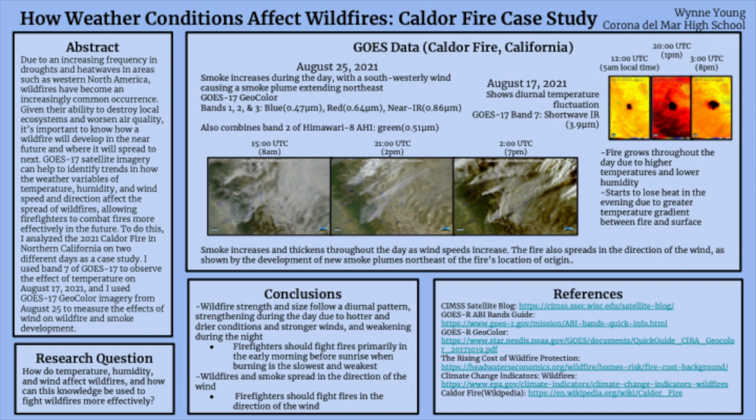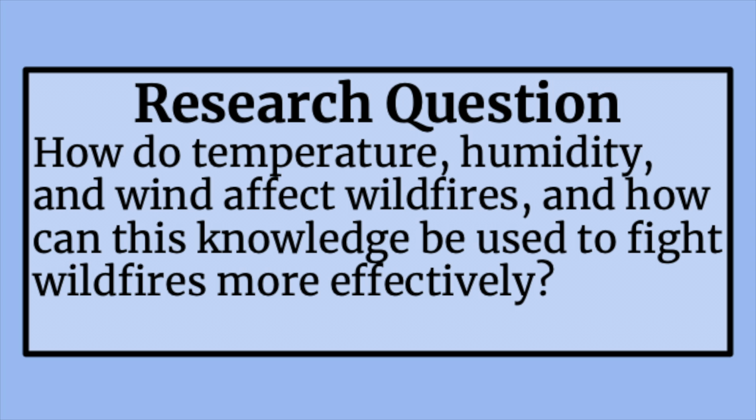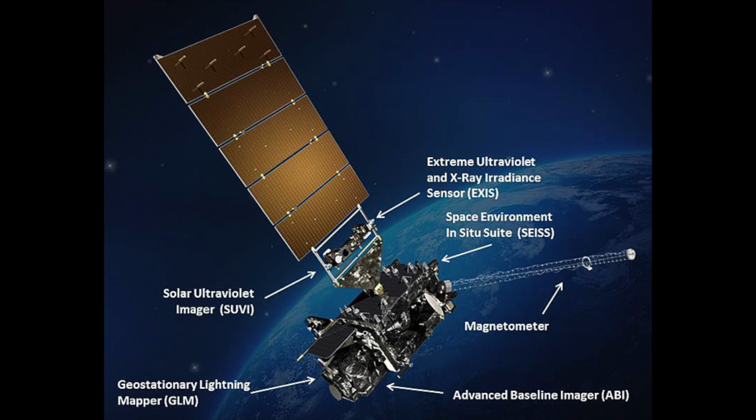However, given the instability of wildfires, it's first important to understand how the local weather, which includes temperature, wind, and humidity, affect them. Therefore, my research question is how temperature, wind, and humidity affect wildfires, and how firefighters can use that information to combat wildfires more effectively. Using data from the GOES 17 satellite can help us answer this question.